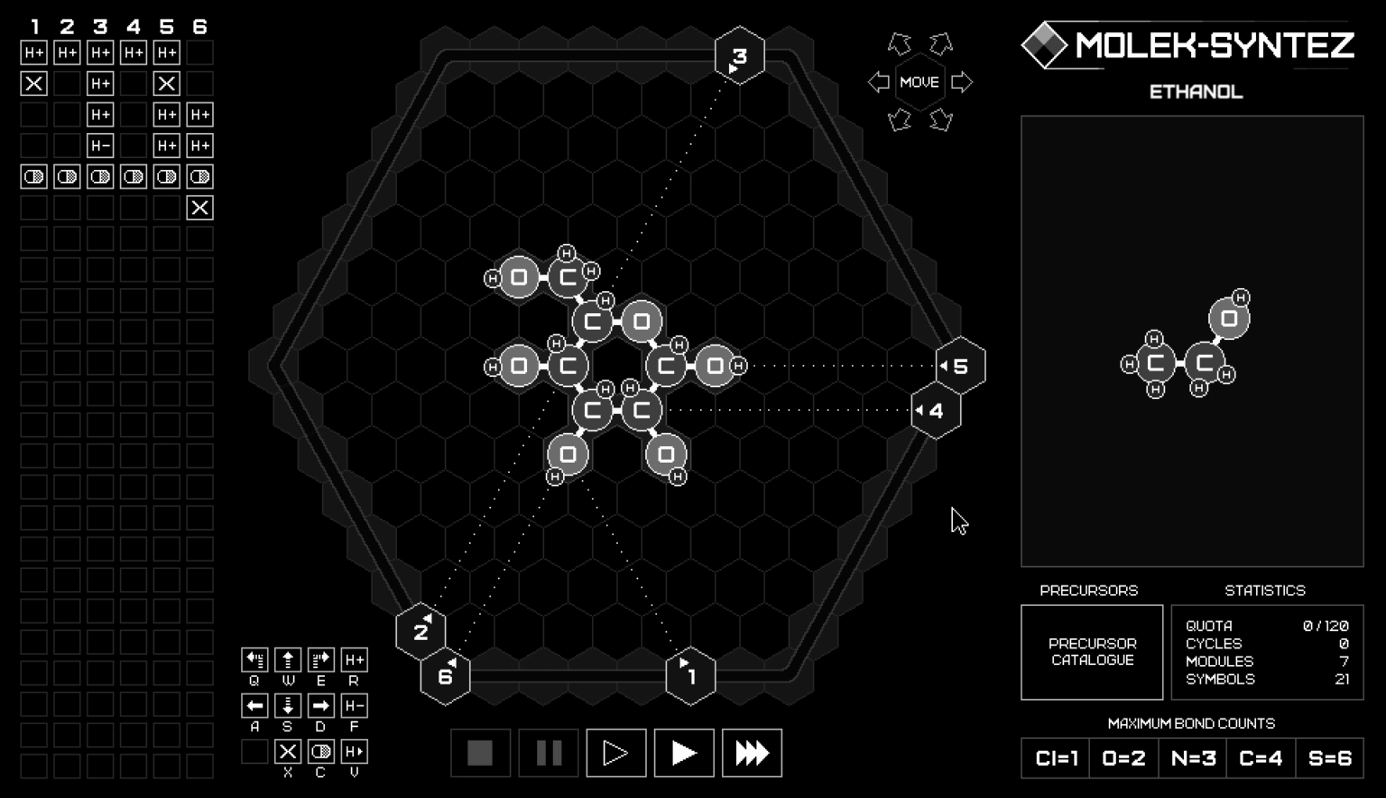Today we're going to be synthesizing ethanol, but not how you would usually do it in the game. Okay? In Molek-Syntez, or in our original quota that we're usually asked to complete every month, we have ethanol here already. We're already instructed to produce ethanol, and it's already a level here in Molek-Syntez. But what I want to show you guys today is fermentation, or rather reverse synthesis.